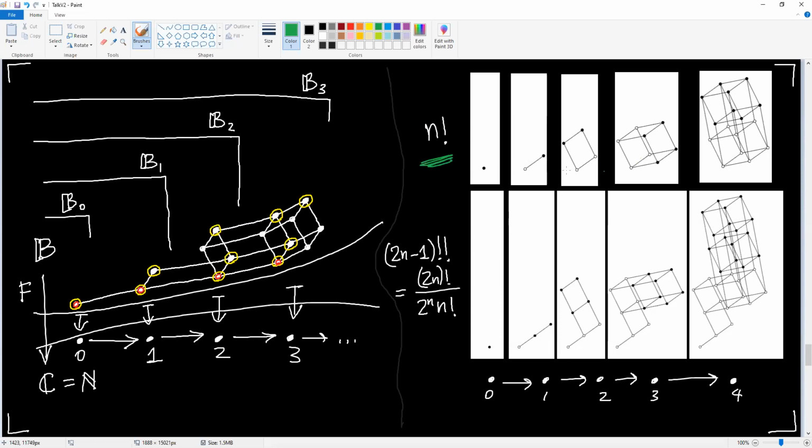So n factorial is for the hypercubes, and the one iteration of that by stacking hypercubes, so these are the lattices given by that, then that, then that, and so on, are given by the odd double factorial numbers. And we don't know what happens in the next iteration. And it seems to be a very hard problem to figure out what happens in the next iteration.